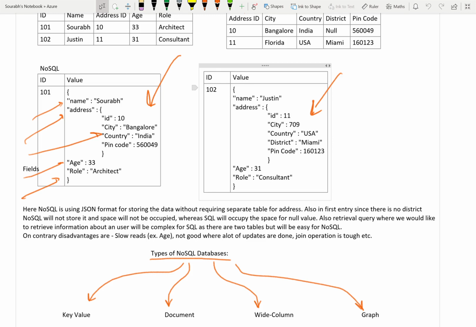So with that, we conclude this. For the next video, we'll be talking about the types of NoSQL database in much more detail. We'll be talking about key value pair, document type database, wide column type database, and graph database. Right?